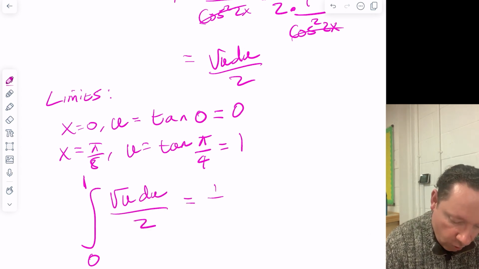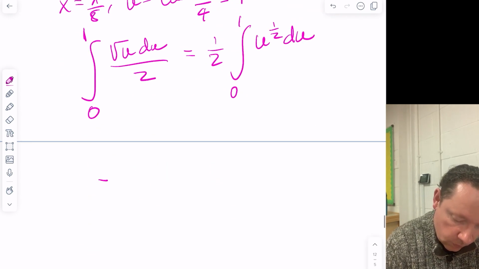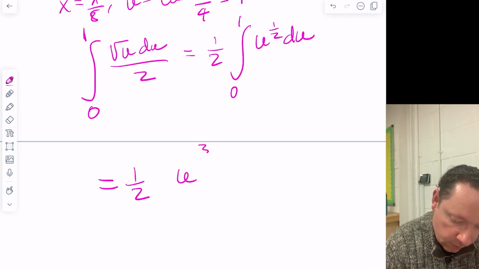So that's a half of the integral between 0 and 1 of u to the half du. So what does that give me? That gives me a half. Add 1 to the power. Divide by the new power. 3 halves becomes 2 thirds. And that's between 0 and 1.